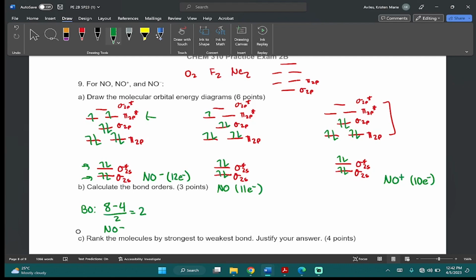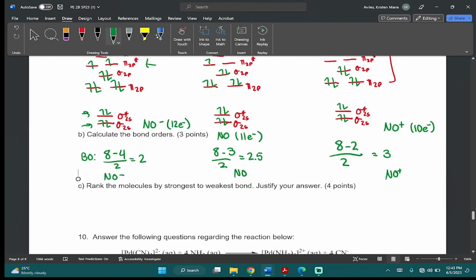Now if I go to NO regularly, I haven't changed the amount of bonding electrons I have, but I decreased the amount of antibonding, right? I got rid of this electron. I have 1 less in my antibonding orbital. So I have 8 minus 3 now. I'll divide that by 2, and this gives me a bond order of 2.5. And then for NO+, I've taken away another antibonding electron. So now I have 8 minus 2 over 2, and this gives me a bond order of 3. So NO minus, NO, NO+.